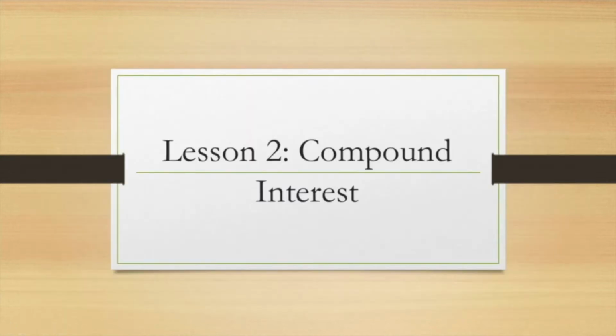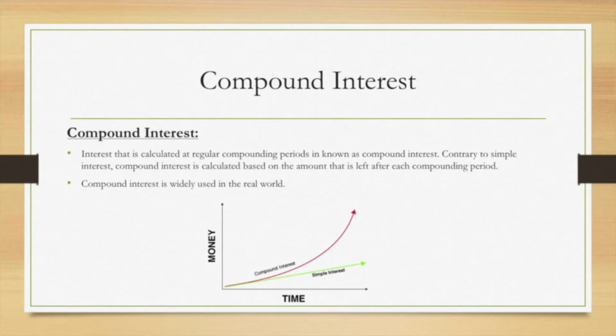Lesson 2 is about compound interest. Compound interest is interest that is calculated at regular compounding periods. Contrary to simple interest, compound interest is calculated based on the amount that is left after each compounding period. Compound interest is widely used in the real world. The graph below shows the relationship between simple interest and compound interest.